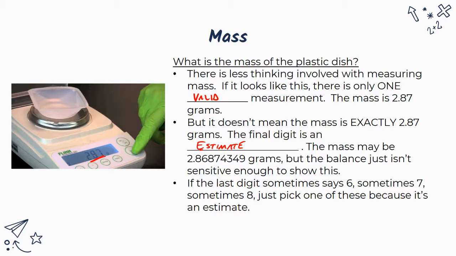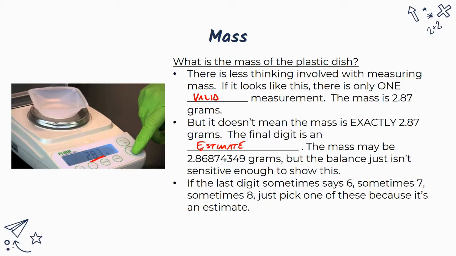The important thing here is that the last digit sometimes says 6, sometimes 7, sometimes 8, which does happen if you've used scales before in other science classes. Sometimes the scale bounces around a little bit because this is an estimate. The tiniest changes in airflow have an effect on the scale. Something as simple as the air conditioner blowing on the scale could cause your scale to not balance out, and it bounces back and forth between different numbers.